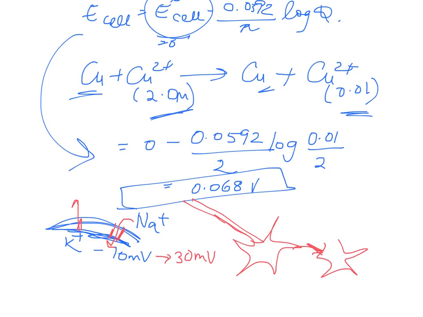So the neural signal travels through the brain and the nervous system of the human being through a concentration gradient and an electrochemical change in the potential. Just so you know.